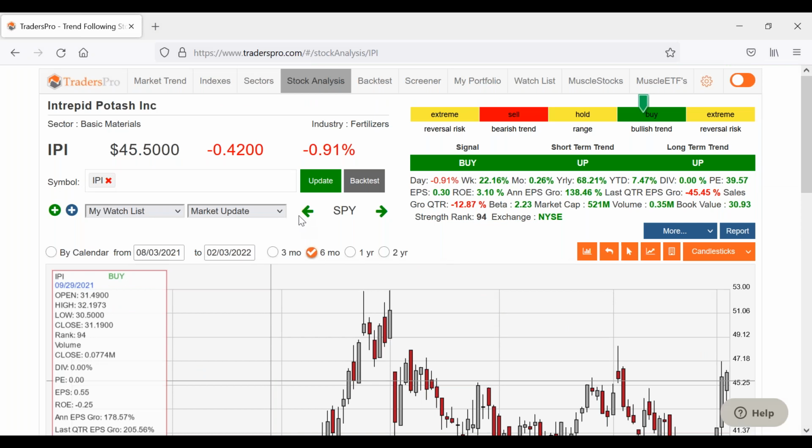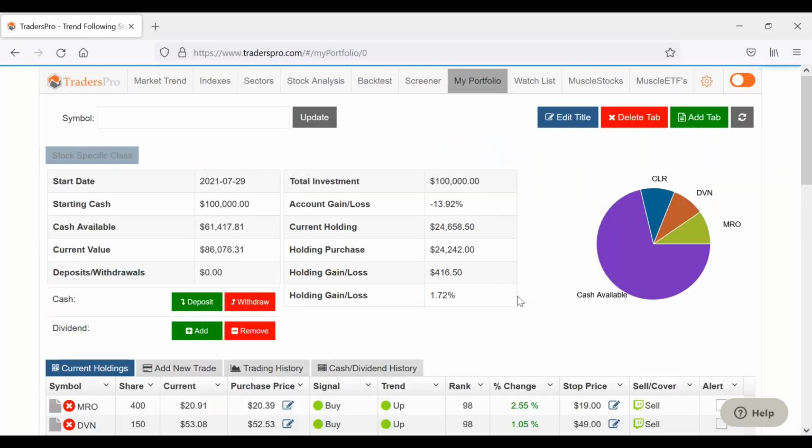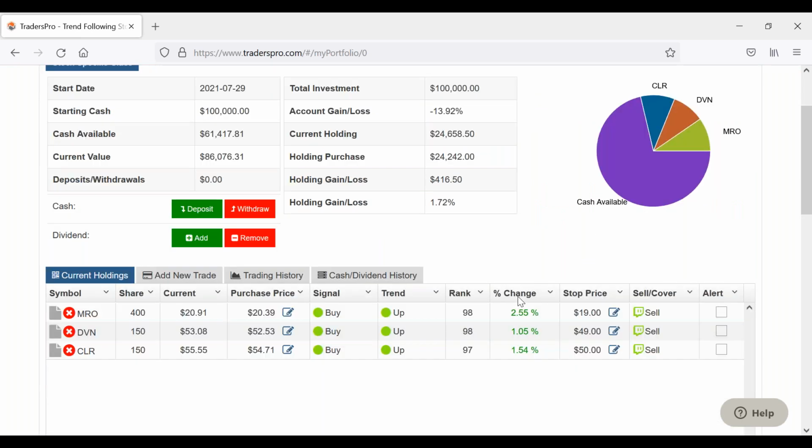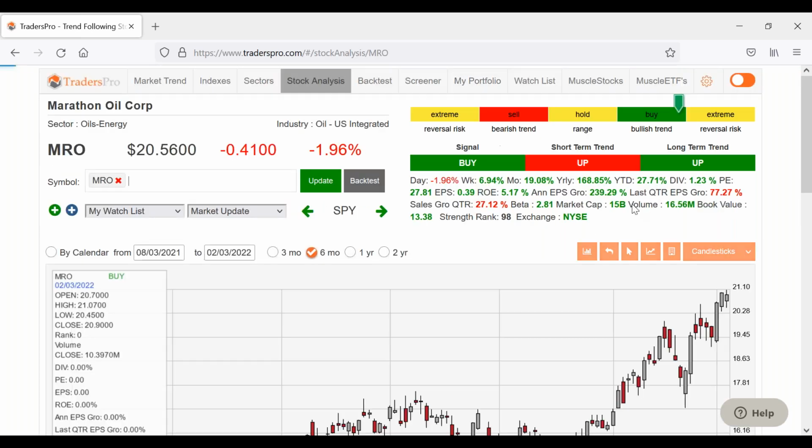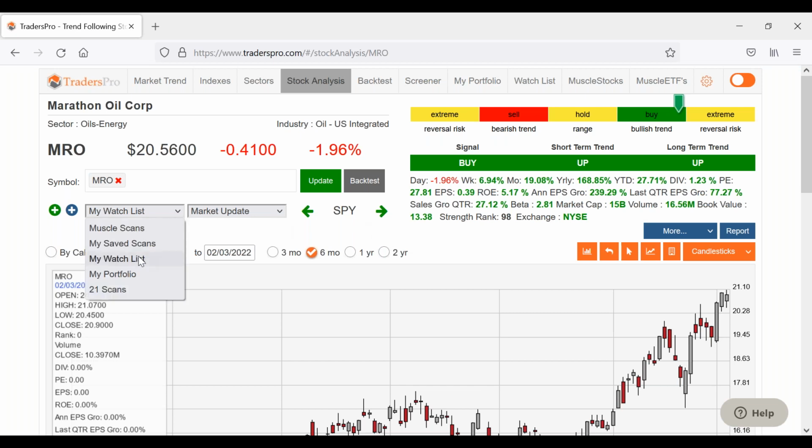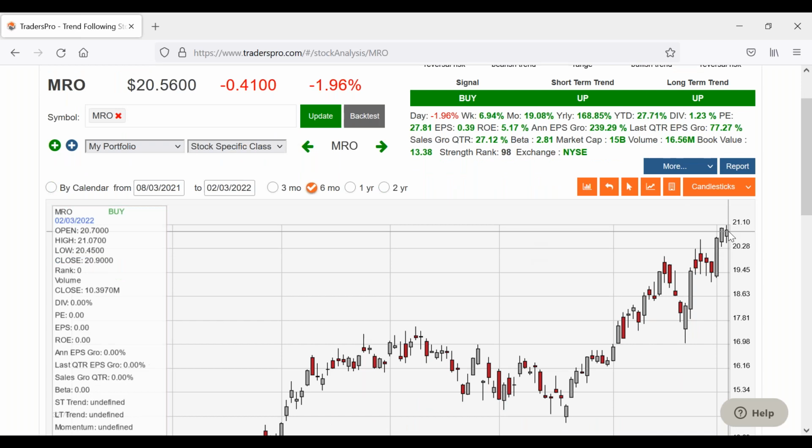All right. Now let's look at the portfolio. Marathon looks good. It's kind of a little bit of a pause today. It's showing it's down a little bit, but it's higher than where it opened. So it's showing we're down almost 2%. But here's where we closed yesterday.